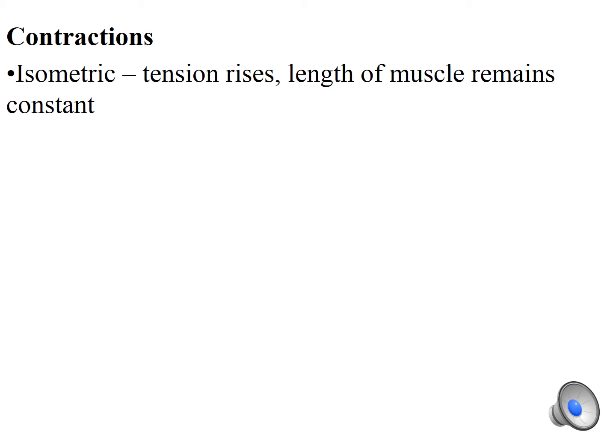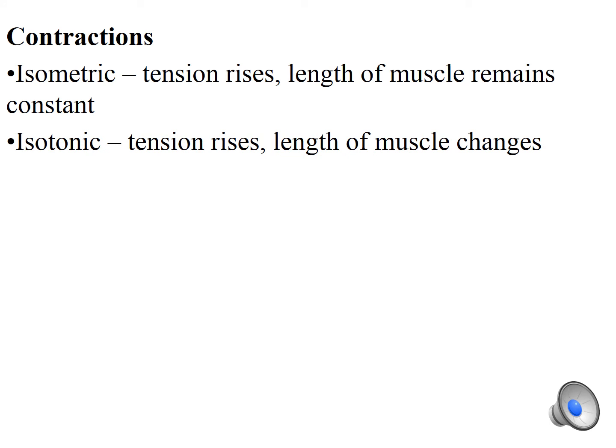where the length is going to remain constant though the tension rises, versus an isotonic muscle where the tension is still rising in the muscle but the length of the muscle changes. And most of our muscles that are involved in movement, such as walking or running, are isotonic muscles. So, our biceps muscle, our soleus muscle, our gastrocnemius muscle, all those muscles do shorten when they contract.